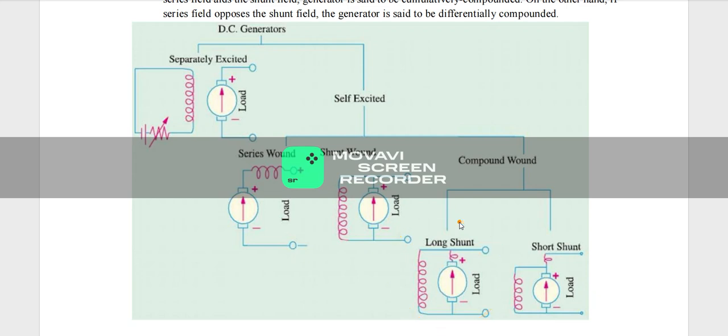In the case of short shunt DC generators, the shunt field winding will be parallel only with the armature, not with the series field winding. So this shunt field winding will be only parallel with the armature, and this combination will be in series with the series field winding. That is, the armature and the shunt field winding will be parallel, and that combination will be in series with the series field winding. If it is like this, we will be calling it a short shunt compound DC generator. We will be moving on to each one in detail.